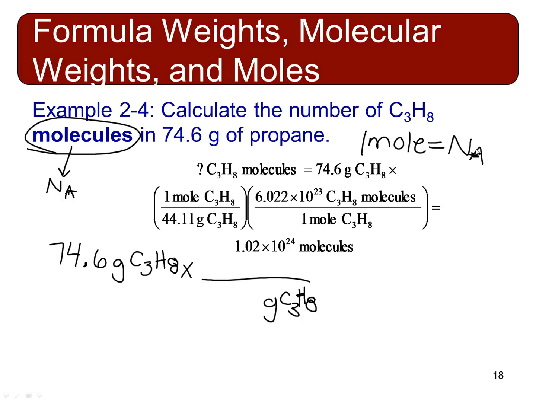The first thing, we're given grams. So we're going to have to convert from grams to moles first, and then convert from moles to molecules using Avogadro's number. If you add up the formula weight, the molecular weight for C3H8, we should get about 44.11. Do you understand where we get this number? We go to the periodic table, 12.01 times 3 plus 1.01 times 8. You just add up the atomic weights for the whole formula.